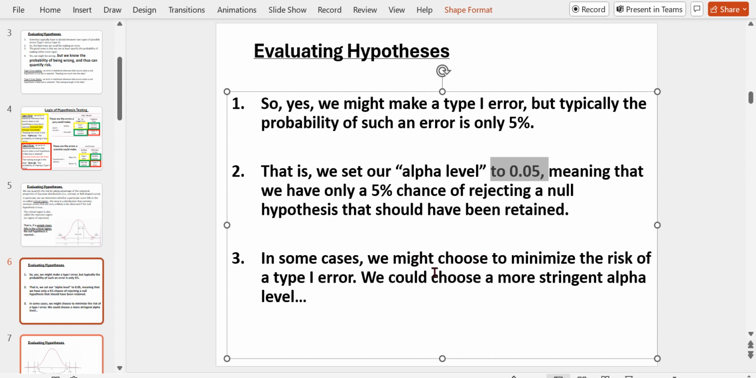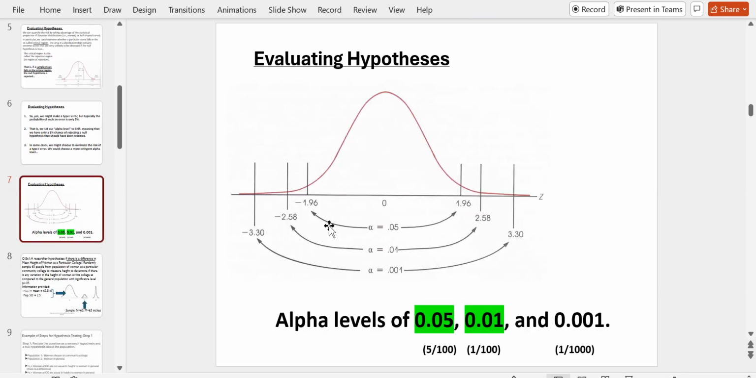This is the best that we're going to get. So in some cases, we might choose to minimize the risk of a type 1 error and get a more stringent alpha. You guys have seen this one before. There's your 95, there's your 99. This is 999, and this is 1 in 1,000. We don't use that one, but you really can't get any more stringent than that. Okay.